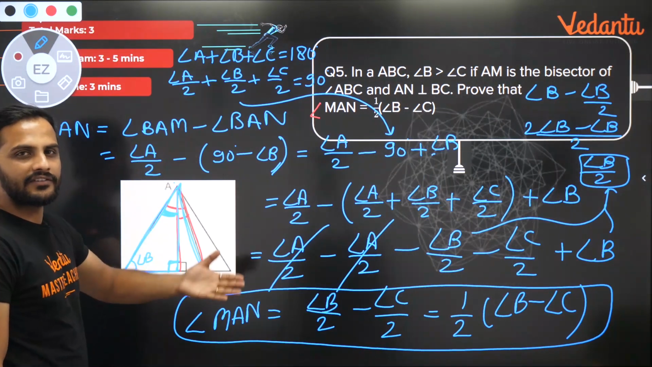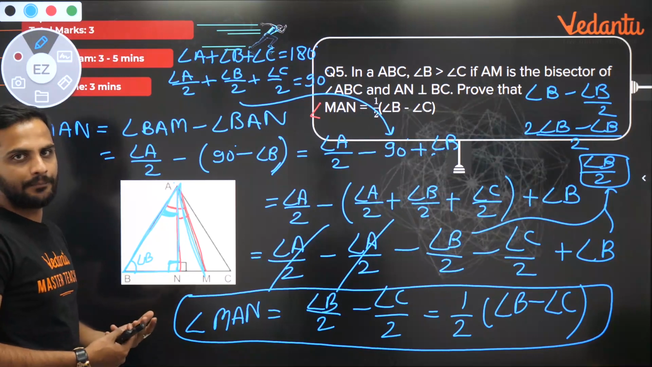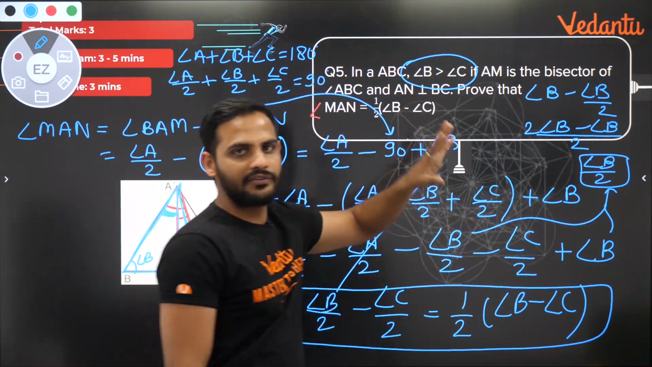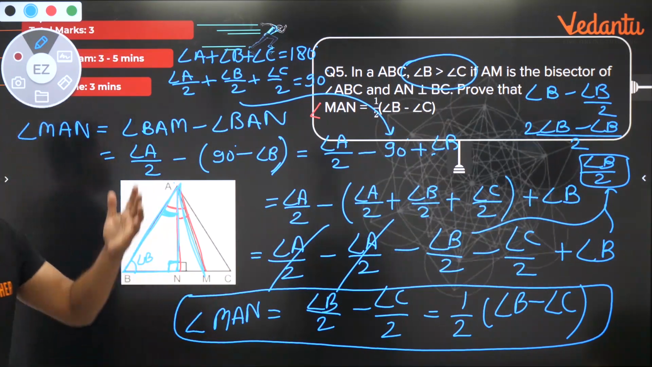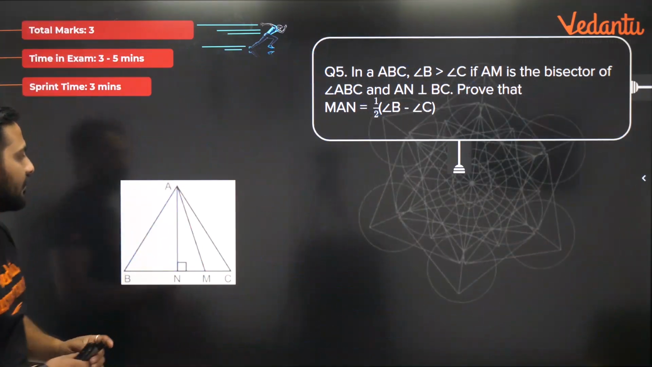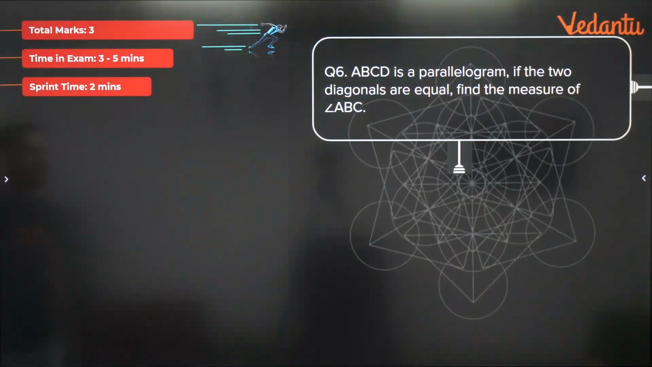These reduction forms, the more questions you solve, the more ideas you will get to reduce it. This condition is not used in this part. Sometimes conditions are given extra, so don't think much about why that is not used. It is not used, so what. Okay, so this is how we can do it. I'll just show you the solution one more time. This is the solution here. Okay, let's move to the next question.